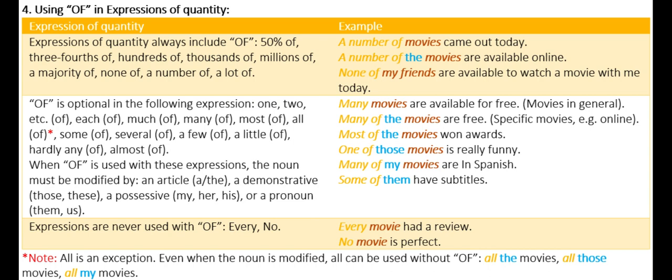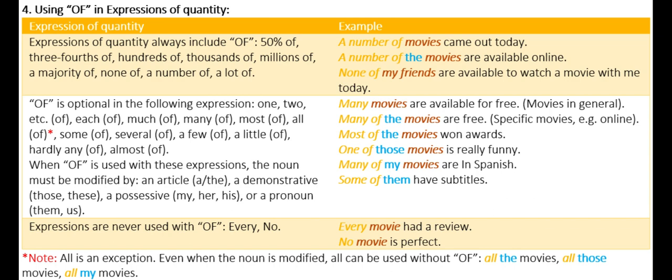4. Using of and expressions of quantity. A. Expressions of quantity that always include of: 50% of, 3/4 of, hundreds of, thousands of, millions of, a majority of, none of, a number of, a lot of. Examples: a number of movies came out today. A number of the movies are available online. None of my friends are available to watch a movie with me today.